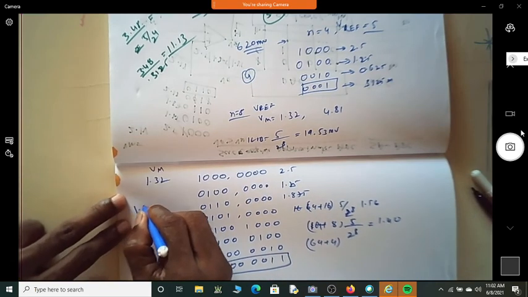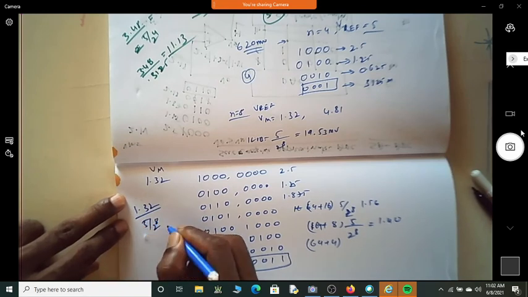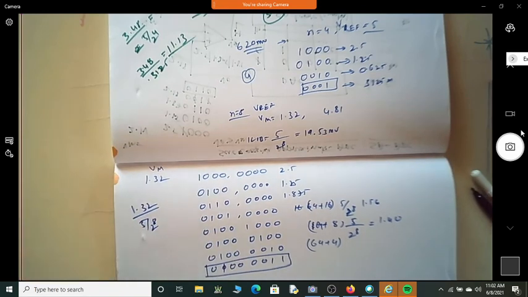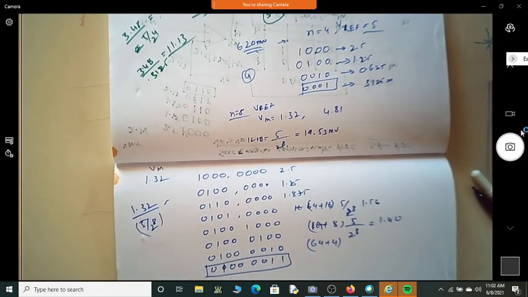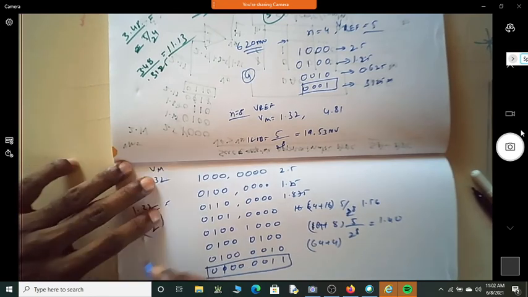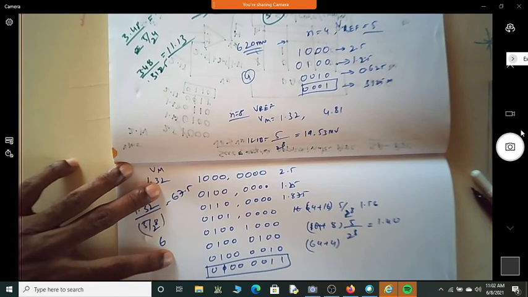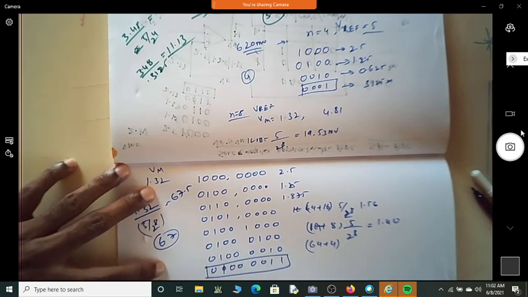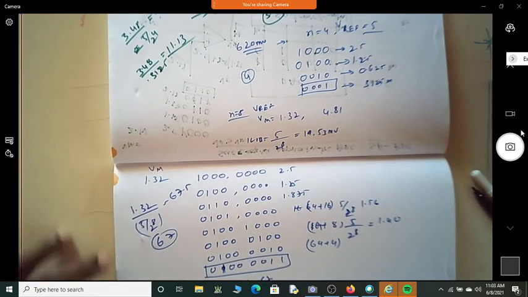How much is 1.32 divided by 5 divided by 2 power 8? This is 1 LSB. So I'll just give it in 2 minutes. 67.5. Is it actually 67? You don't have 67 there, because this is 64 plus 3, 67. Correct? This is how you get it.